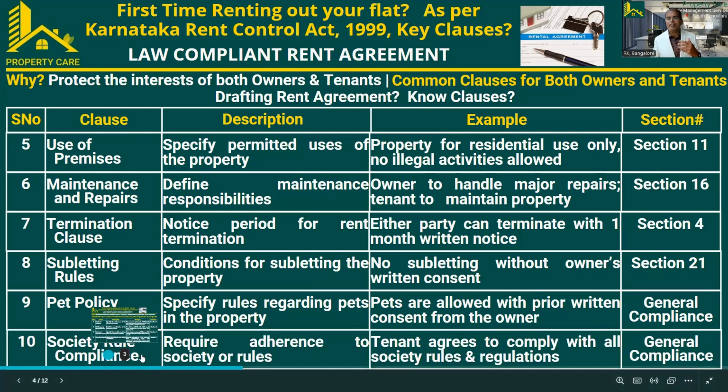Society rule and compliance. The tenant agrees to comply with all society rules and regulations. Each society has certain rules and regulations, and all the tenants and owners should comply with the regulations formed by the society. The tenant should agree to whatever the society comes up with. For example, in a general body meeting, if they have some resolution passed and agreed, the tenants also should comply. They should not go and object to the society people, president or secretary. Not allowed. So that should also be captured.